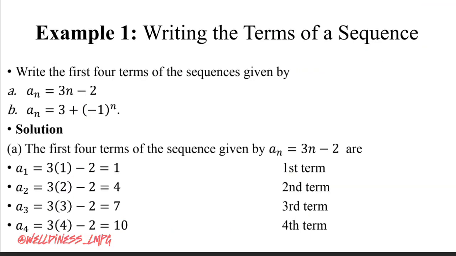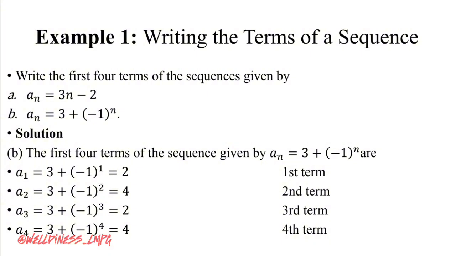So we're going to start from the beginning with the simplest concept, which is writing the terms of a sequence. And as you can see, we're given two examples here. Write the first four terms of the sequences given by a, an is equal to 3n minus 2, and b, an is equal to 3 plus, in brackets, minus 1 raised to the power n. So as you can see, the first one is solved here, and we are also going to solve that on the whiteboard. So maybe I should skip to the next question.